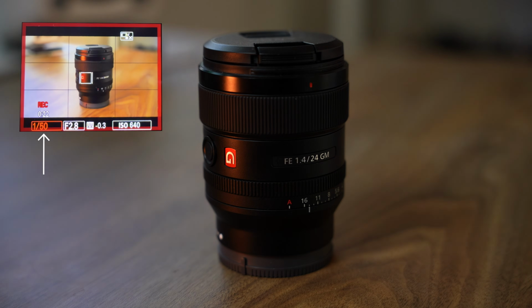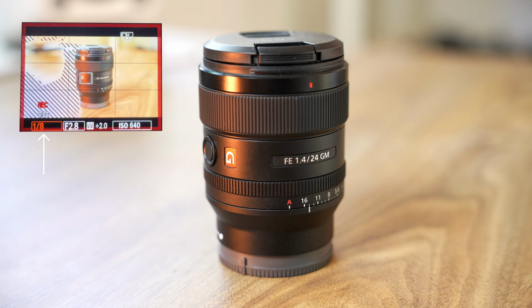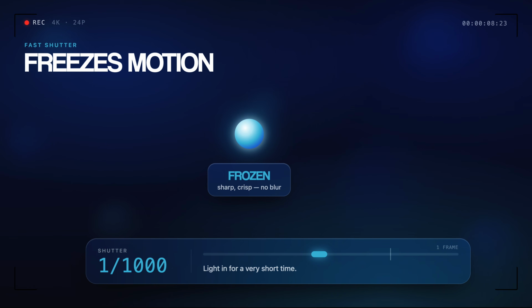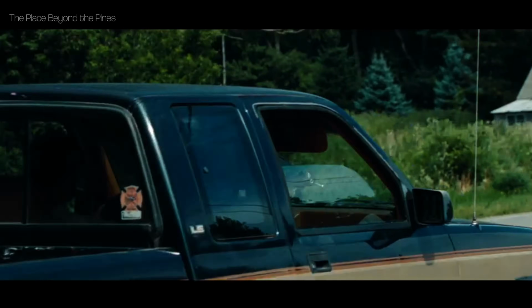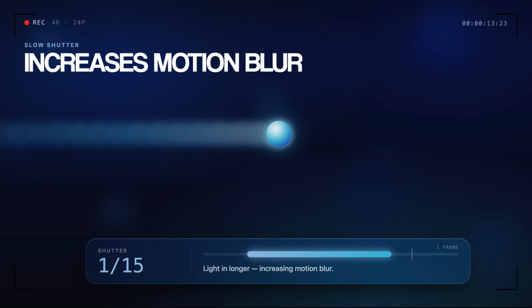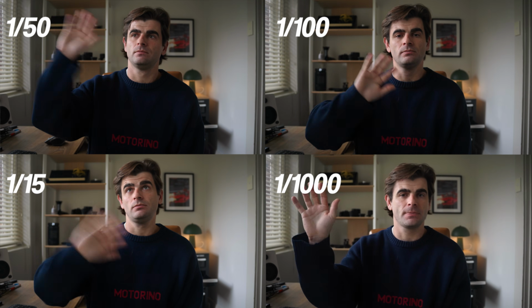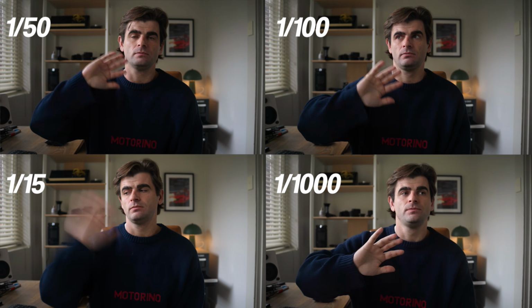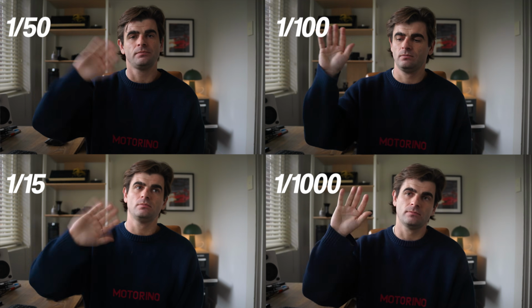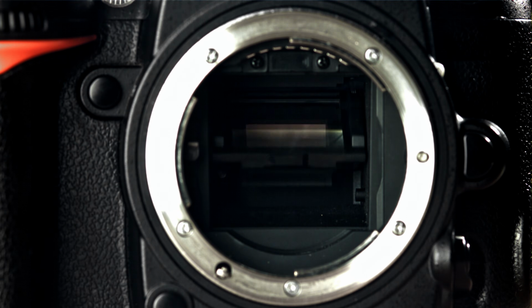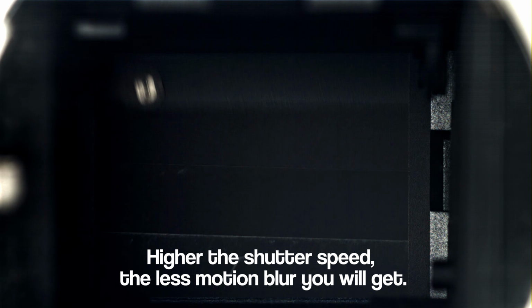However, shutter speed does not only affect exposure, it also affects motion blur. Letting a small amount of light in with a fast shutter speed gives you that frozen motion, which gives you that sharp, crisp footage of anything moving quickly. And letting in more light with a slower shutter speed increases that motion blur. So take a look at these 4 clips, all taken with different shutter speed settings. See how different my hand movement looks? And if we take a look at an individual frame from these, you will see that the higher the shutter speed, the crisper the image. So the higher the shutter speed, the less motion blur you're going to get.